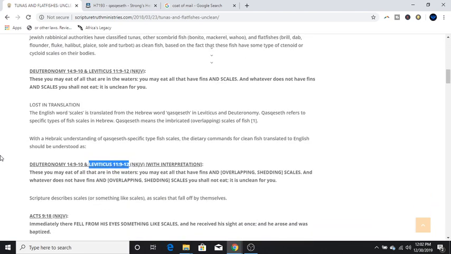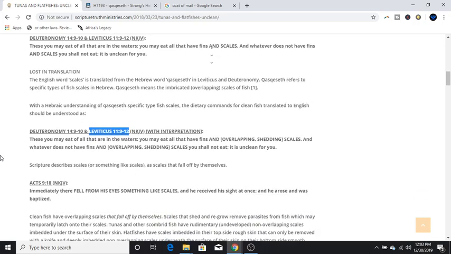Jewish rabbinical authorities have classified tunas and other scombrid fish, bonito, mackerel, wahoo, and flatfishes, brill, dab, flounder, fluke, halibut, plaice, sole, and turbot as clean fish, based on the fact that these fish have some type of ctenoid or cycloid scales on their bodies. So this is Deuteronomy 14:9-10 and Leviticus 11:9-12 in the New KJV: These you may eat of all that are in the waters. You may eat all that have fins and scales, and whatever does not have fins and scales, you shall not eat. It is unclean for you.